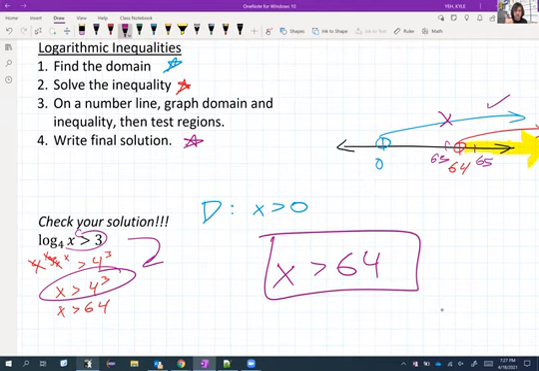Whatever is inside your log, make it greater than 0. Solve the inequality. Like an equation, but make sure that you are keeping that inequality sign. On a number line, graph it, both of those parts, and test regions. Now this is important because sometimes with logs and exponents, the inequality sign will flip for a couple different reasons that I'm not going to go into right now. But testing those regions will help us catch any flips that we should have had, but we didn't. Finally, write your final solution.